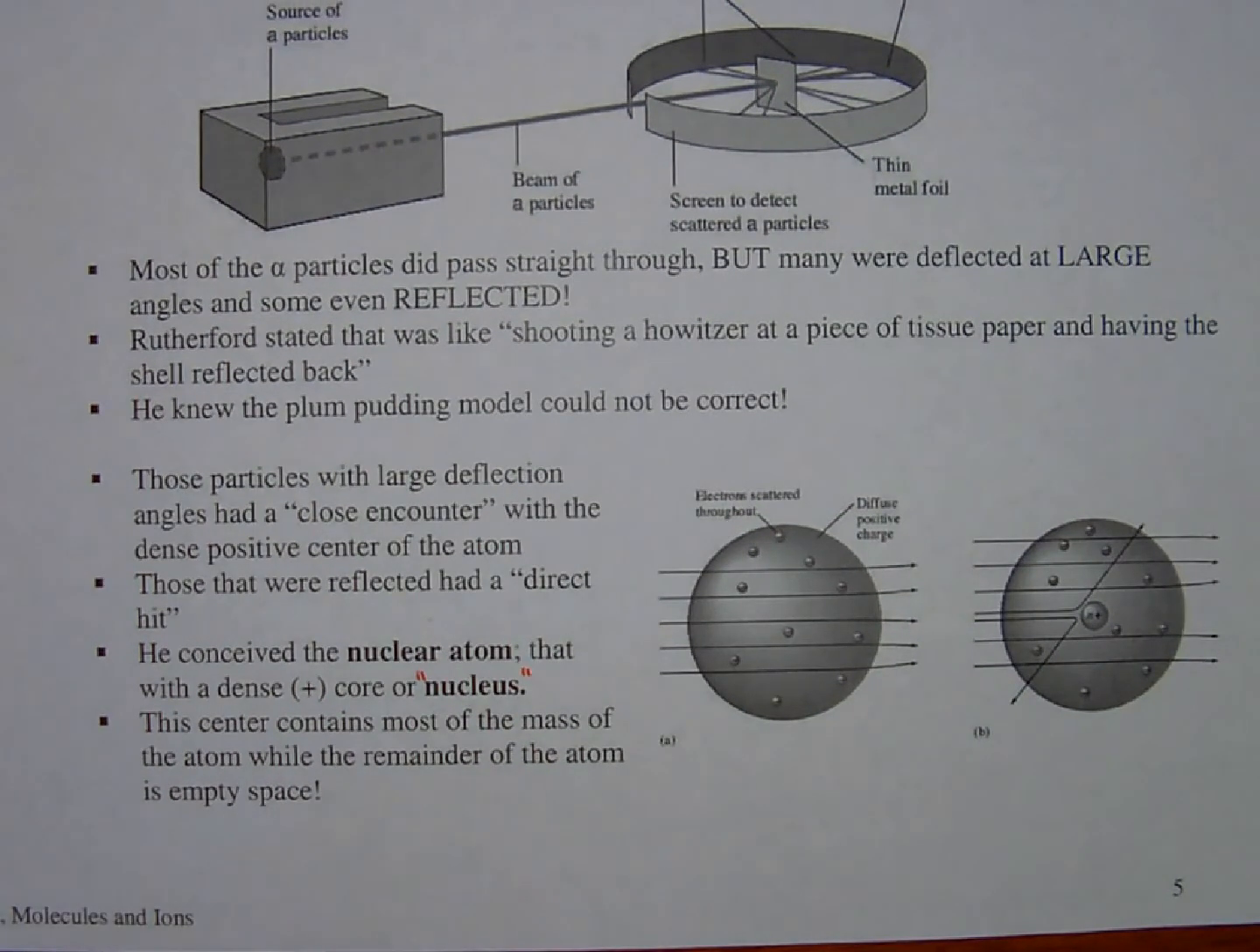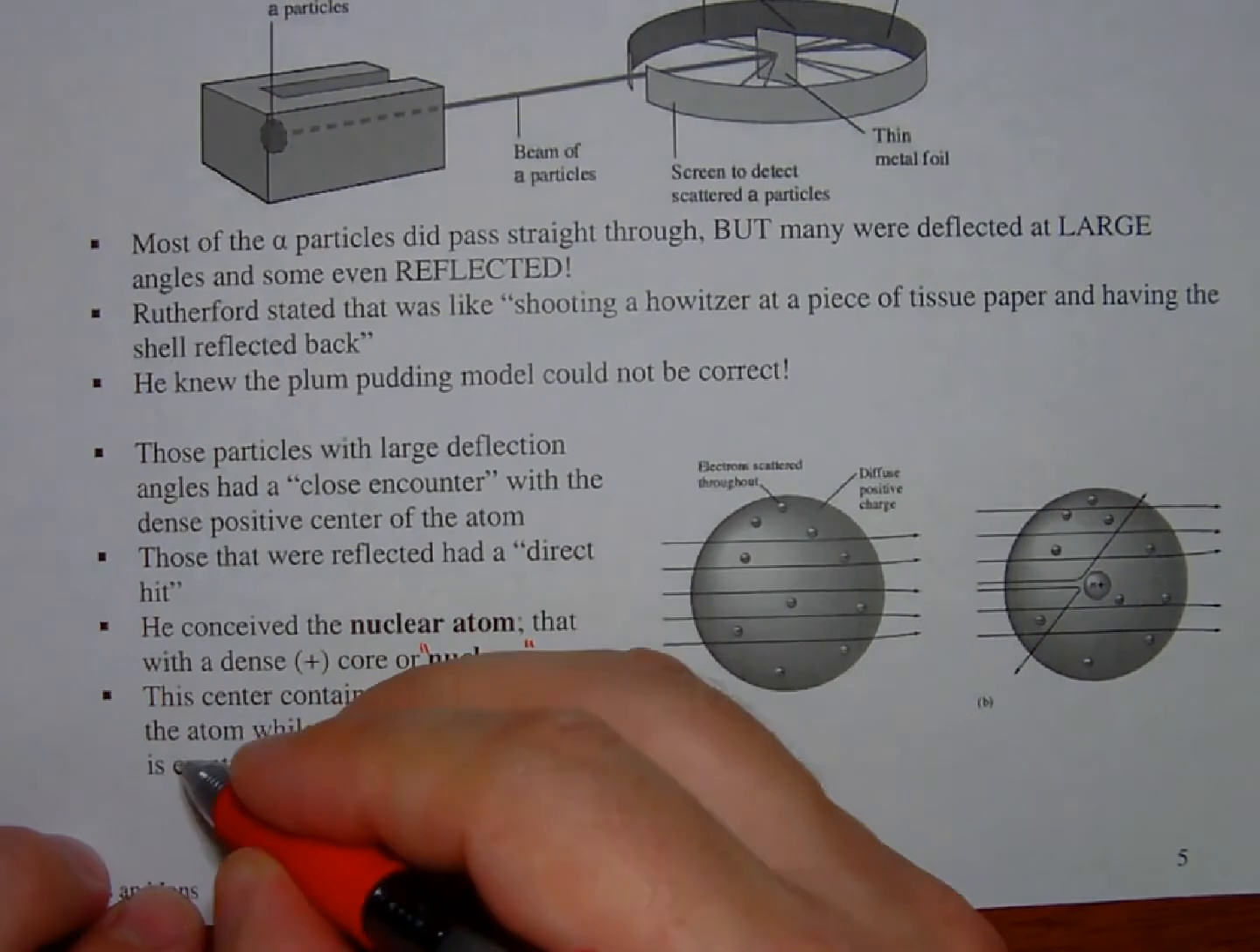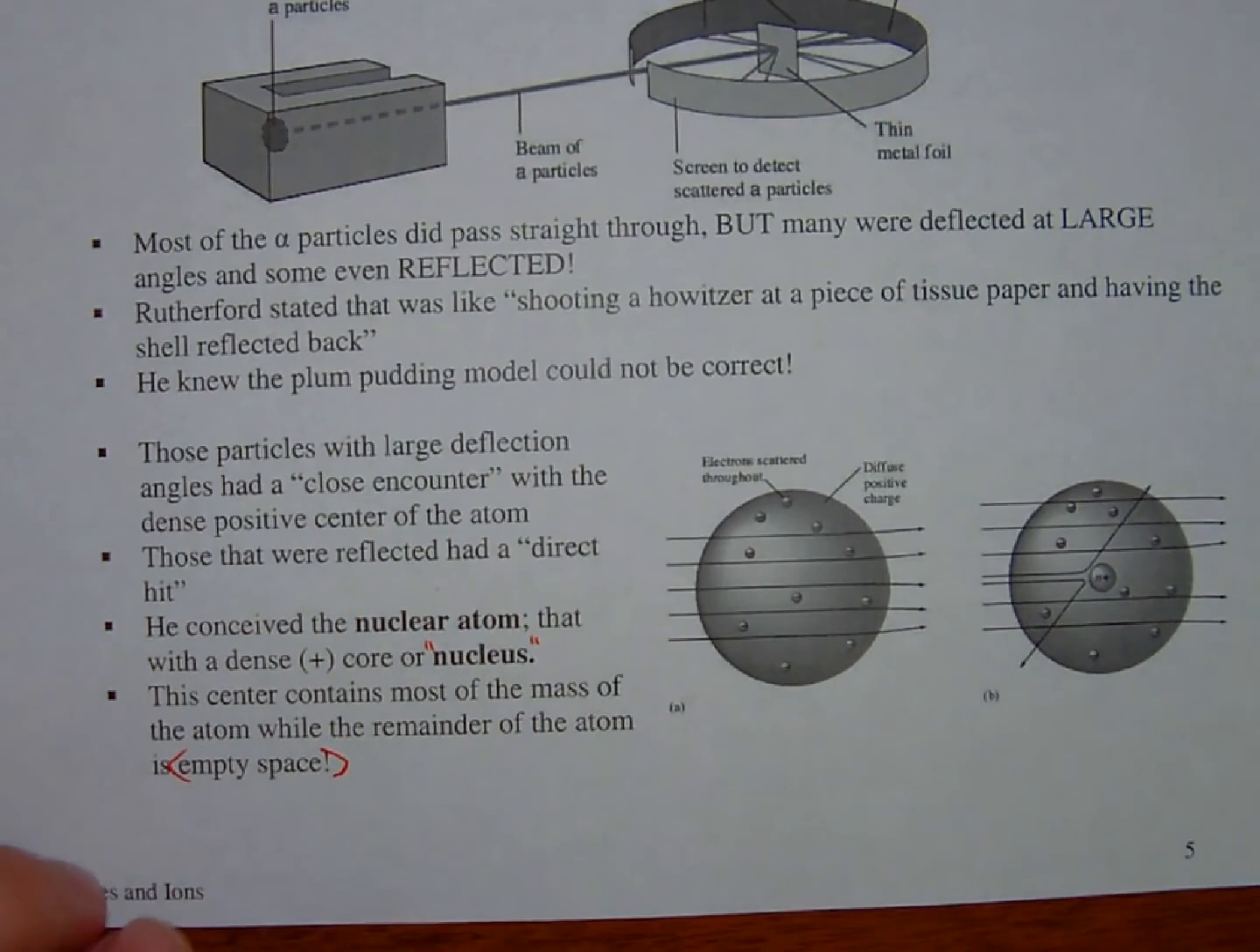And through some further experimentation, Rutherford found that this center contained most of the mass of the atom, while the remainder of the atom was in fact empty space, like he had originally thought.